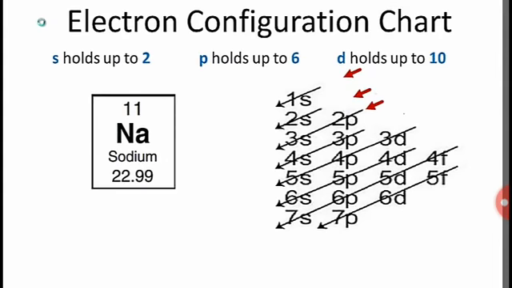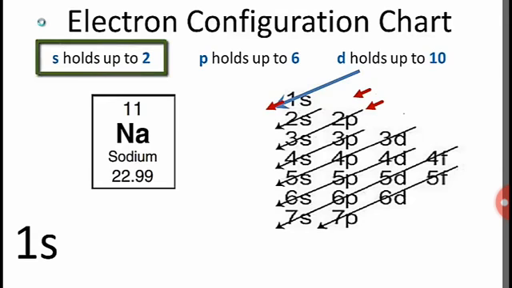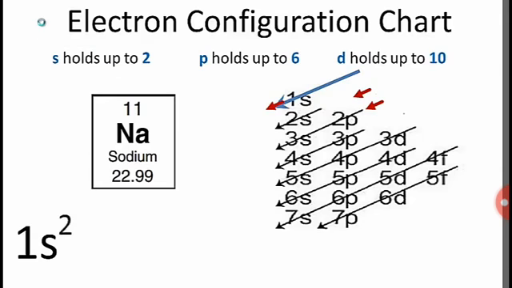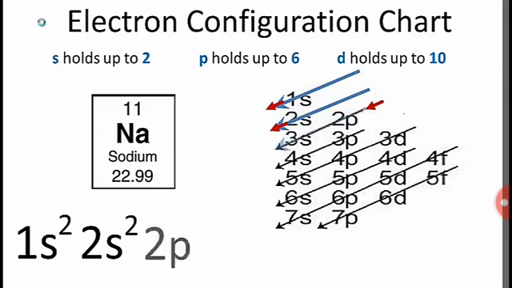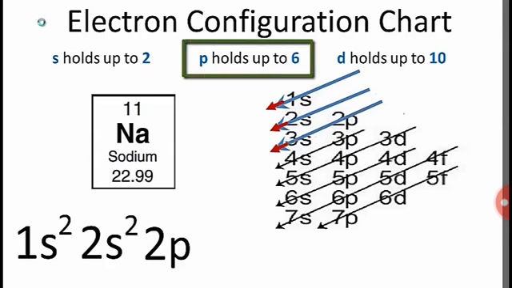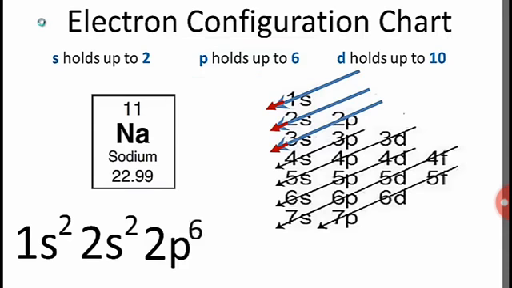Sodium has 11 electrons. We'll start by going down the first row. S orbitals can hold up to 2 electrons, so we'll put a 2 after the 1s. Then we'll go to the second row. We have 2s, and again, s orbitals can hold 2 electrons. We'll put 2 in the 2s orbital. In the next row, the first term we encounter is 2p. P orbitals can hold up to 6 electrons. In this case, we'll put 6 electrons in the 2p orbital, and that gives us a total of 10 electrons. Sodium only has 11 electrons, so we're almost there.